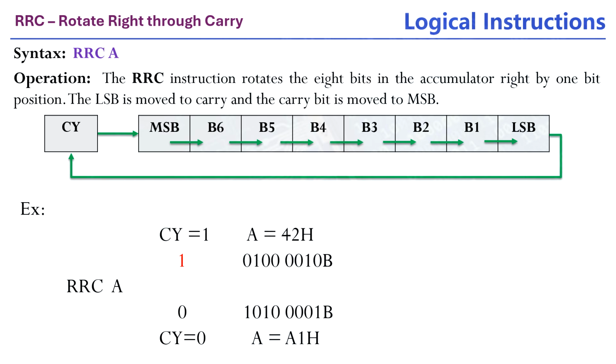Let us consider one example here. Initially the carry is equal to 1 and A is having 42. Now you can see here, first the carry is moved to the MSB, and whatever the LSB is there is moved to carry, and each bit is moved to the right side like this. So in this way RRC will work in the 8051 microcontroller.